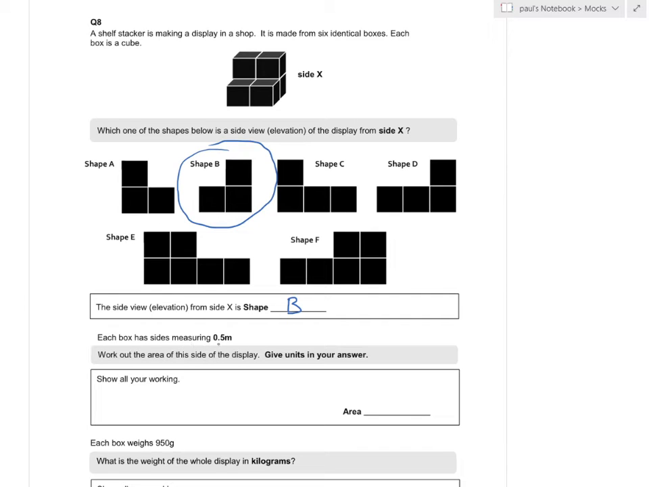Each box has sides measuring 0.5. Work out the area of the side of the display. So we've got 0.5 times 0.5. That will give us the area of one box, side of one box. There's 3 of them, so we just multiply the answer by 3 and the answer is in meters squared. So let's do that. 0.5 times 0.5 times 3, 3/4 is 0.75. 0.75 meters squared.